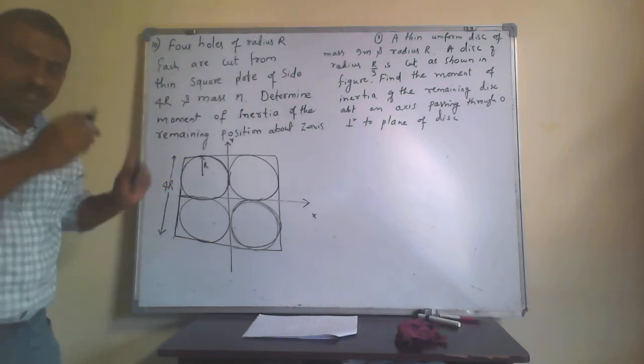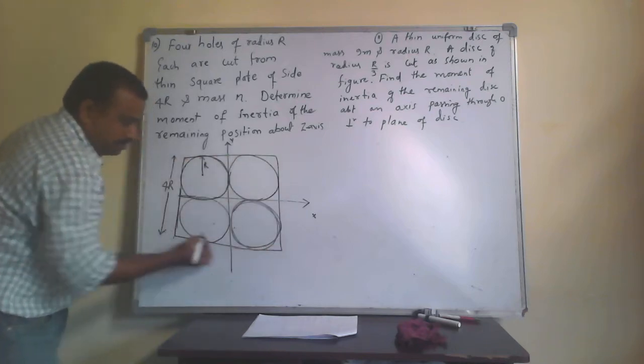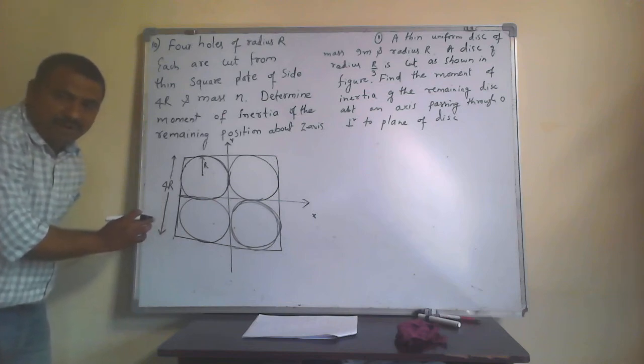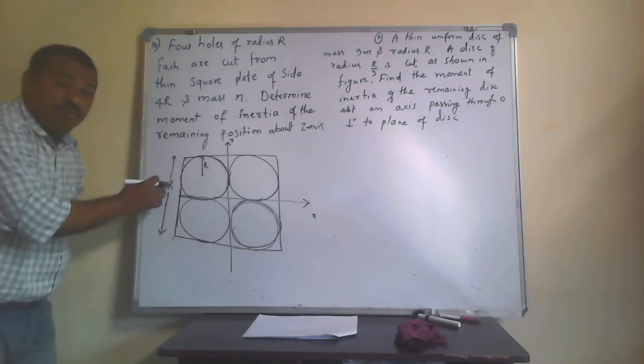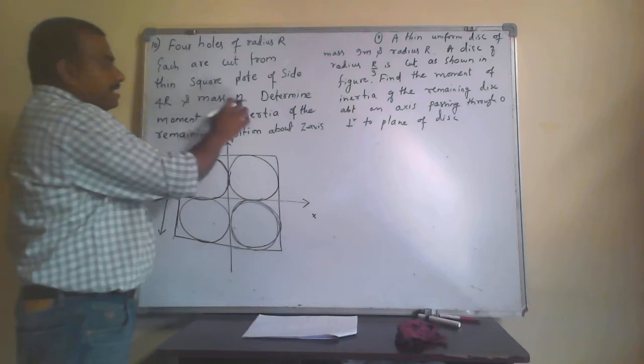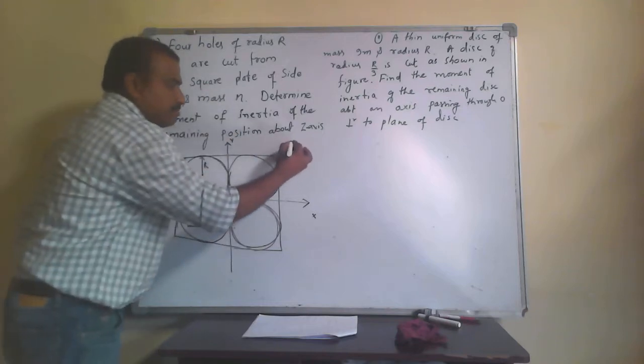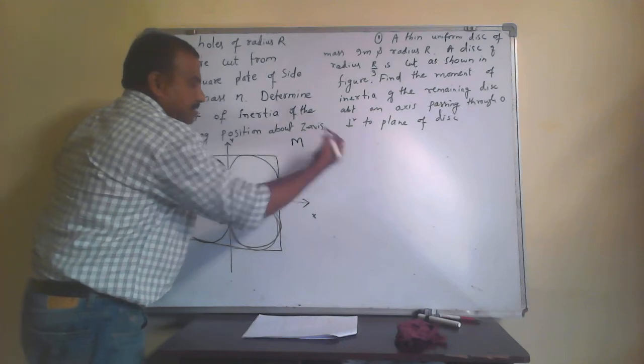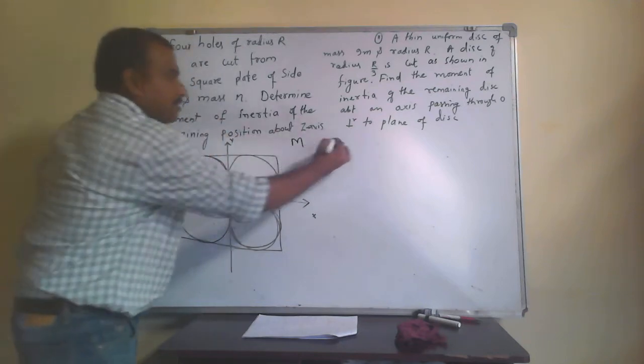each are cut from a thin square plate of side 4r. There is a square plate whose side is 4r. Square means length and breadth are equal, that is, a and b are 4r, and the mass is m. The total mass of the square plate is capital M. 4r is the length of the square plate.